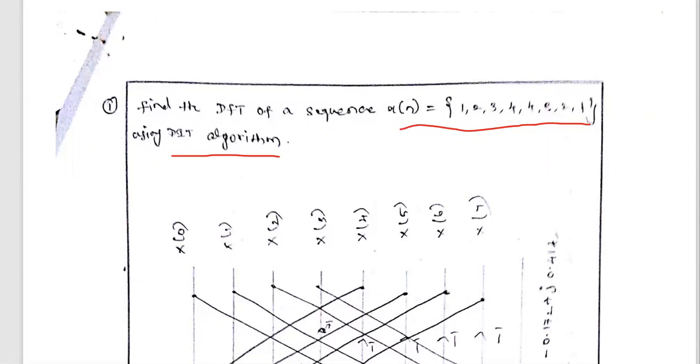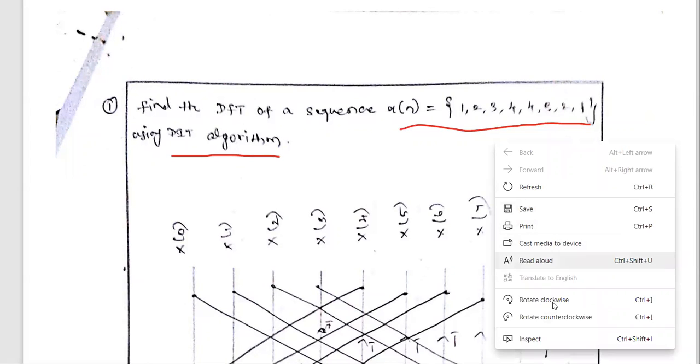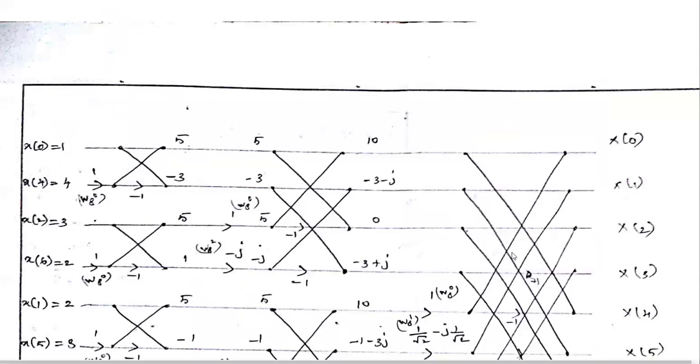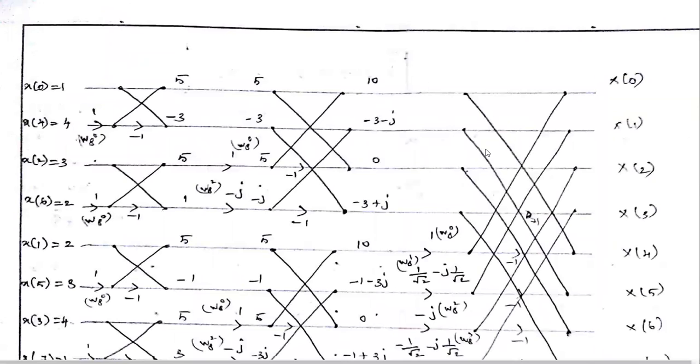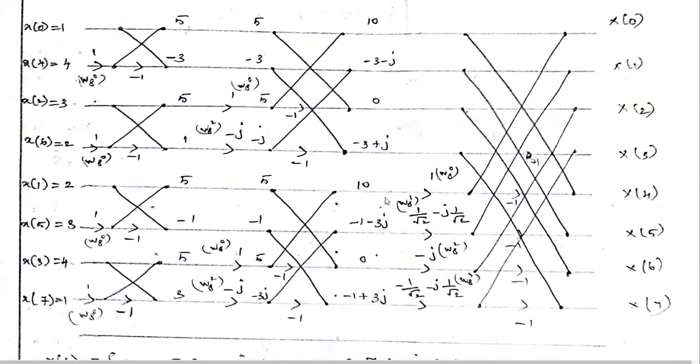In order to obtain this DFT value, first we have to draw the 8-point butterfly diagram. You see, this is the 8-point butterfly diagram. Already in the previous video we discussed how to draw it step by step. So now we are going to make the calculations.